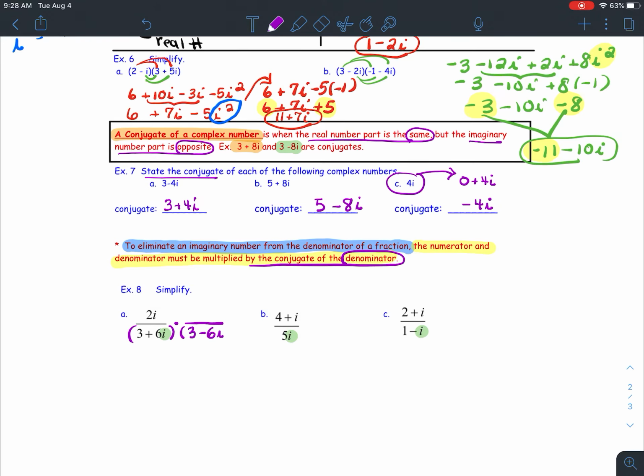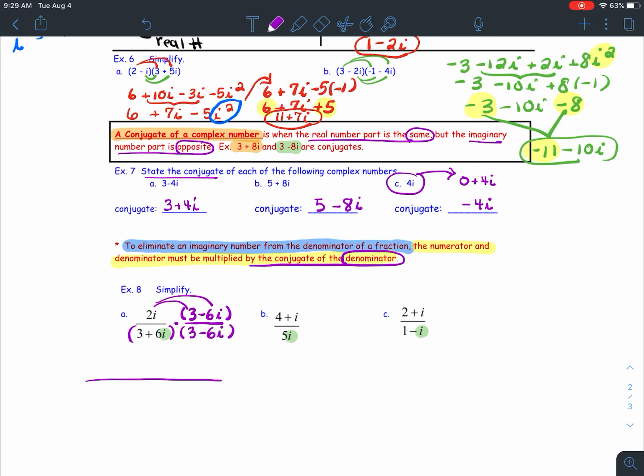So we're going to multiply this denominator by its conjugate, 3 minus 6i. Now it says here that we're not just multiplying the denominator, but we're also multiplying the numerator by that exact same thing, the conjugate of the denominator. Now what we basically have here is 2 multiplication problems.